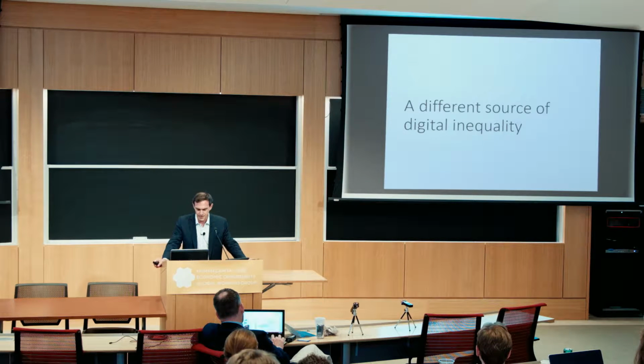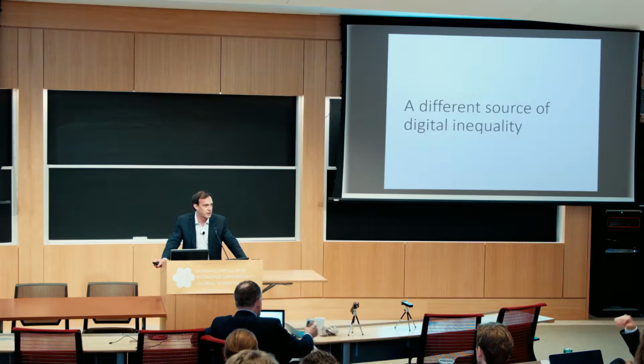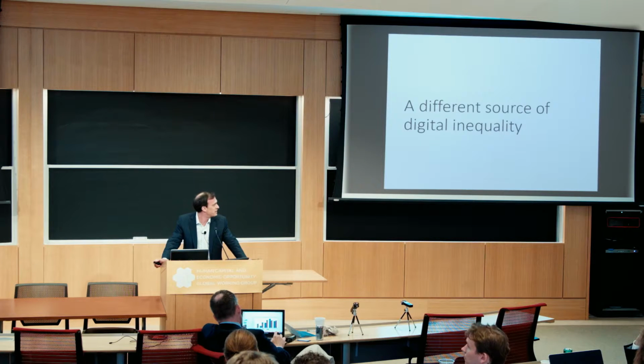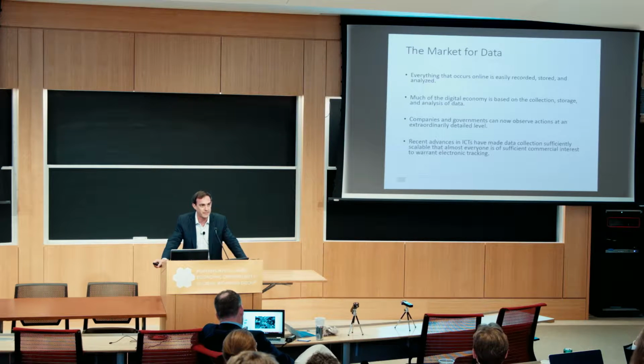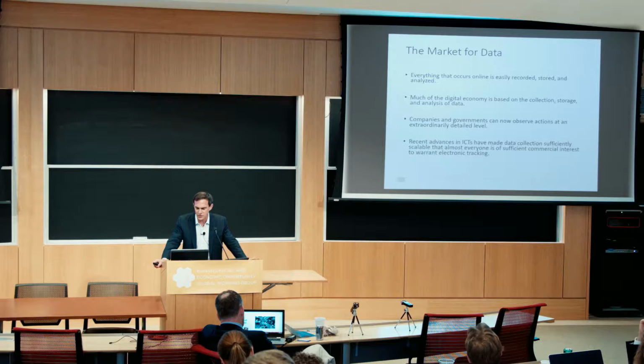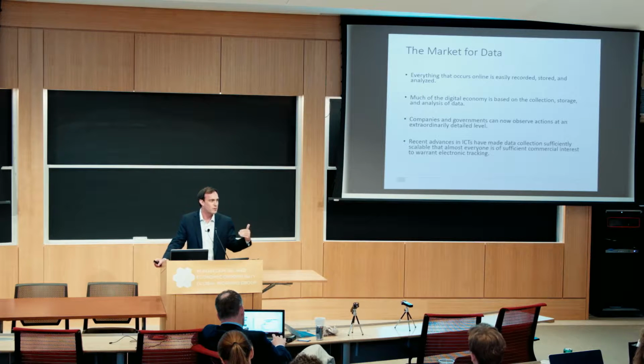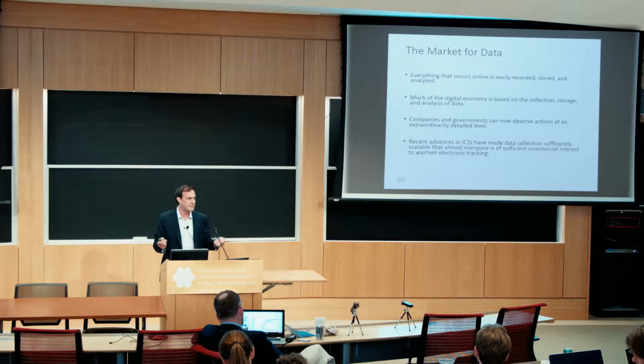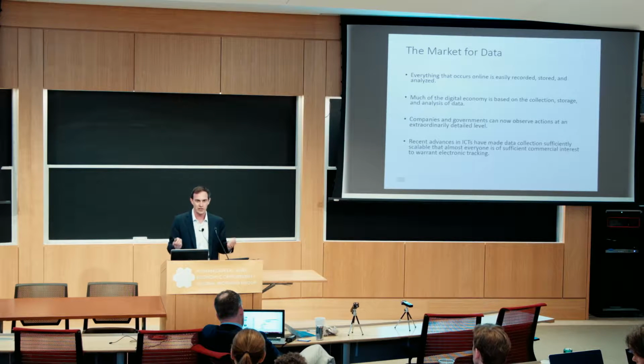So I decided to think about a different source of digital inequality that has gotten a lot less attention, but I think it's really important. And this is around the market for data. Everything that occurs online is easily recorded, stored, and analyzed. The digital economy is in many ways based on this. What's Google and Facebook's business model? It's based on the collection, storage, and analysis of the data they have. Companies and governments observe these actions at a detailed level, and this means that all of us are of sufficient commercial interest that it's worth tracking us.